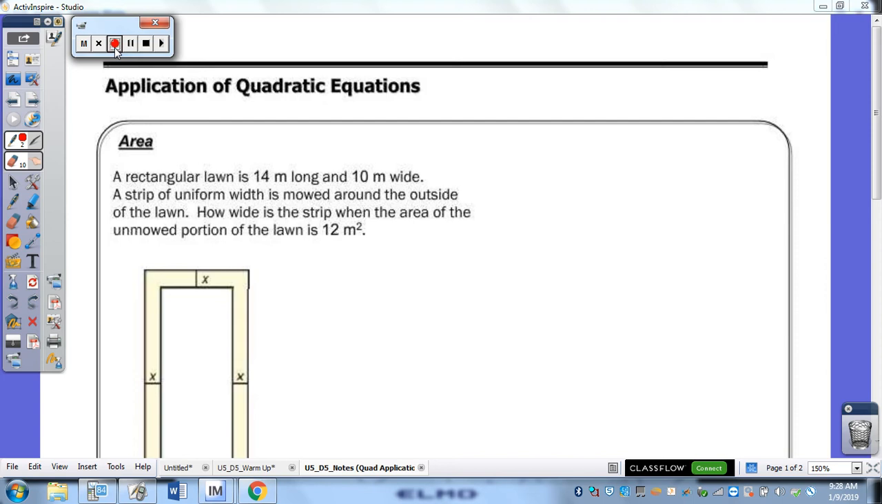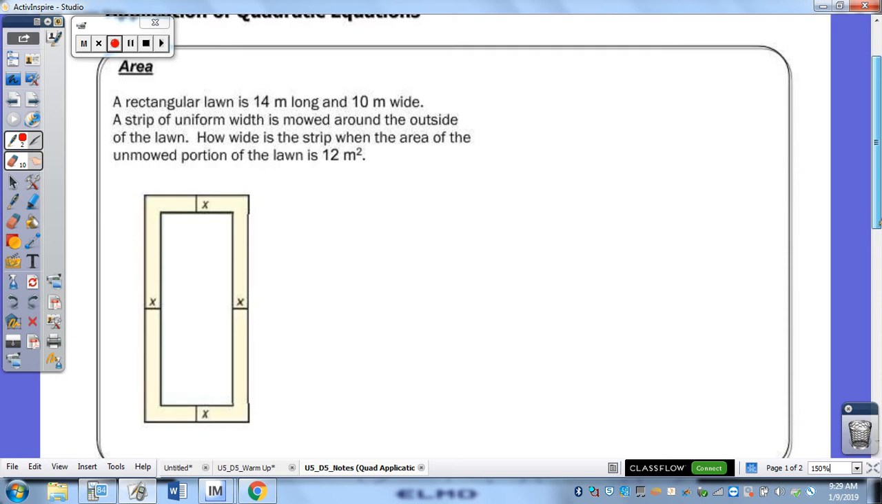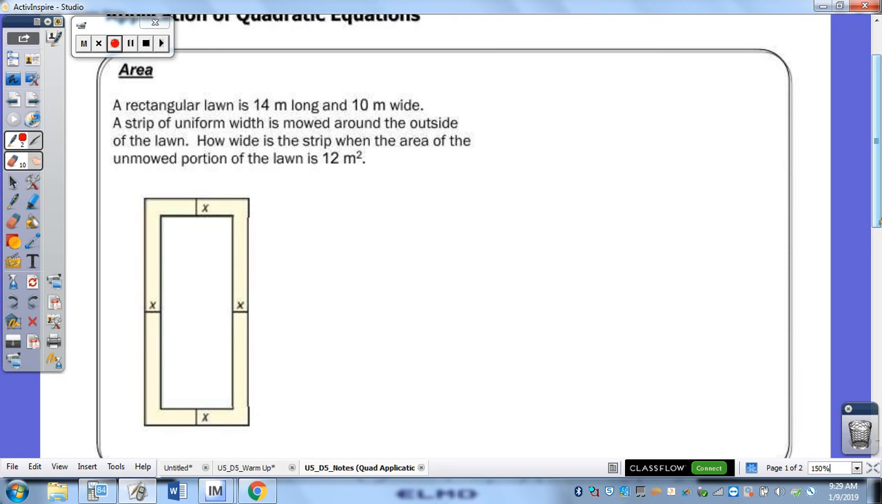I mean, you guys have been doing word problems for a long time. A lot of times with quadratics, they give you the equations already. There are a few instances where they don't. So like this first one here, we have a rectangular lawn that is 14 meters long and 10 meters wide. A strip of uniform width is mowed around the outside of the lawn. How wide is the strip when the area of the unmowed portion of the lawn is 12 meters?